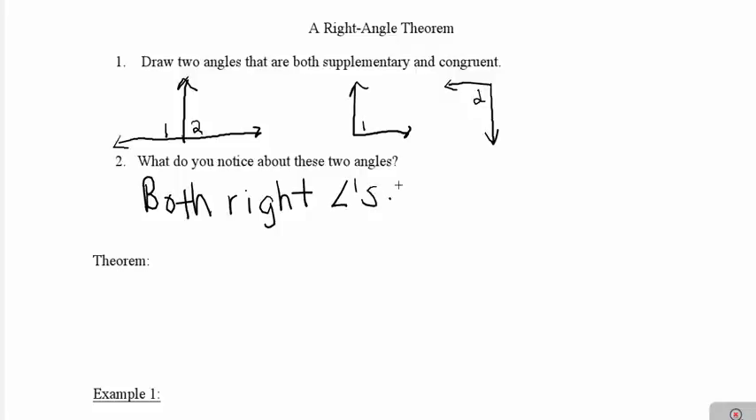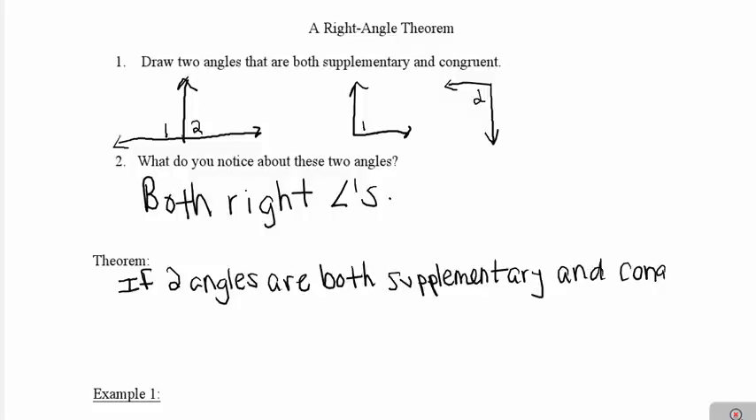So that leads us into our theorem from this section. And that theorem says if two angles are both supplementary and congruent, then they are right angles.